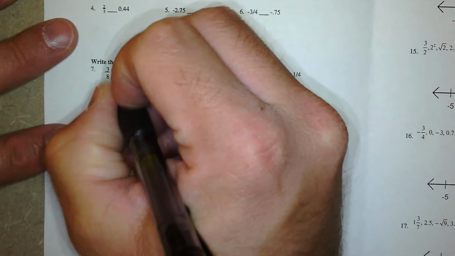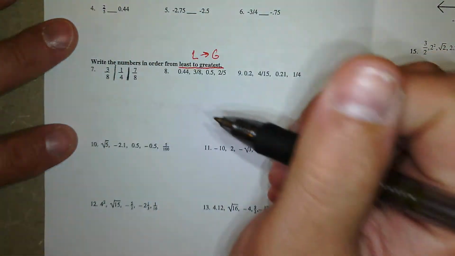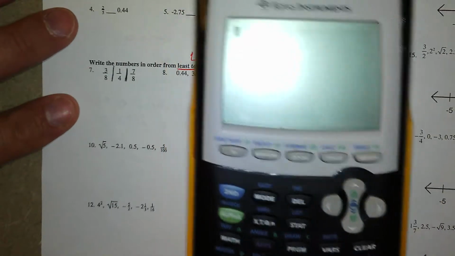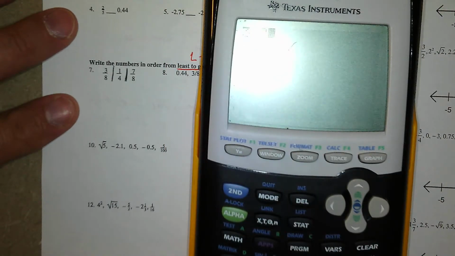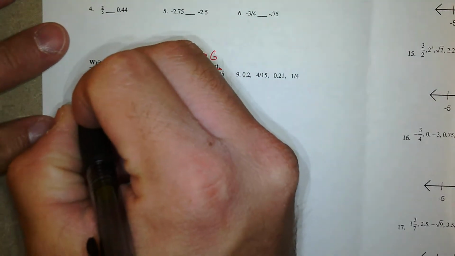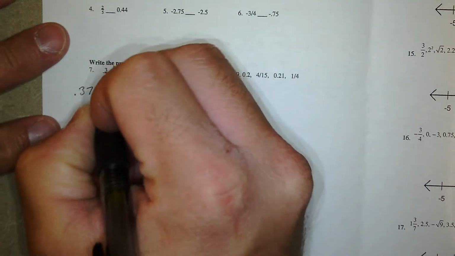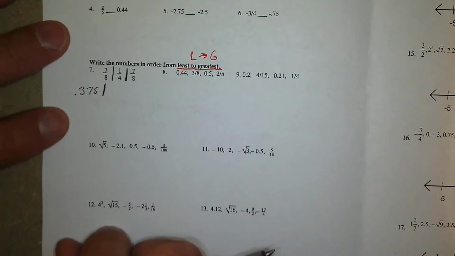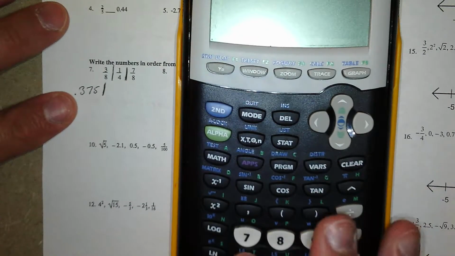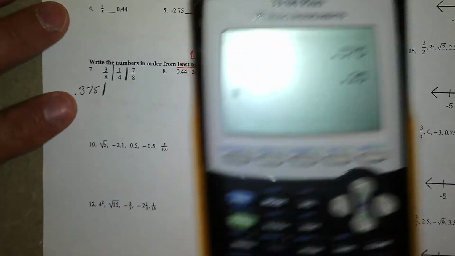We're going to draw a line between them, that way I can differentiate between them a little easier. And the first one I have is 3/8. So we're going to take out our calculator again, and we're going to do 3 divided by 8, and I am getting 0.375. Okay, since I have 3 decimal places, the next one I have is 1/4. So I'm going to take 1 divided by 4, and I end up getting 0.25.